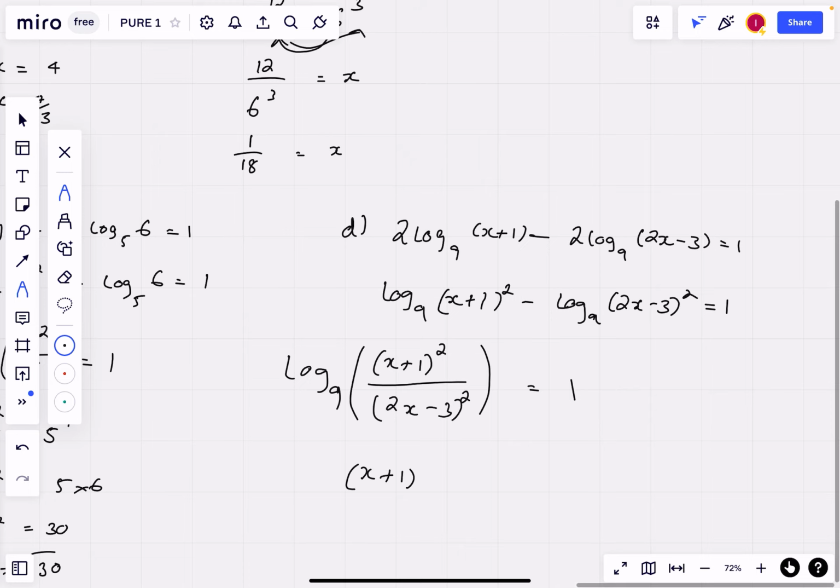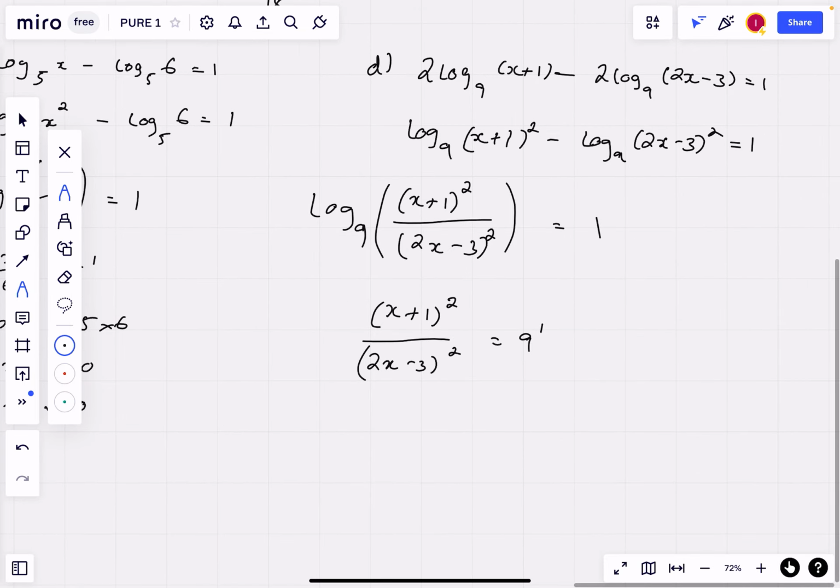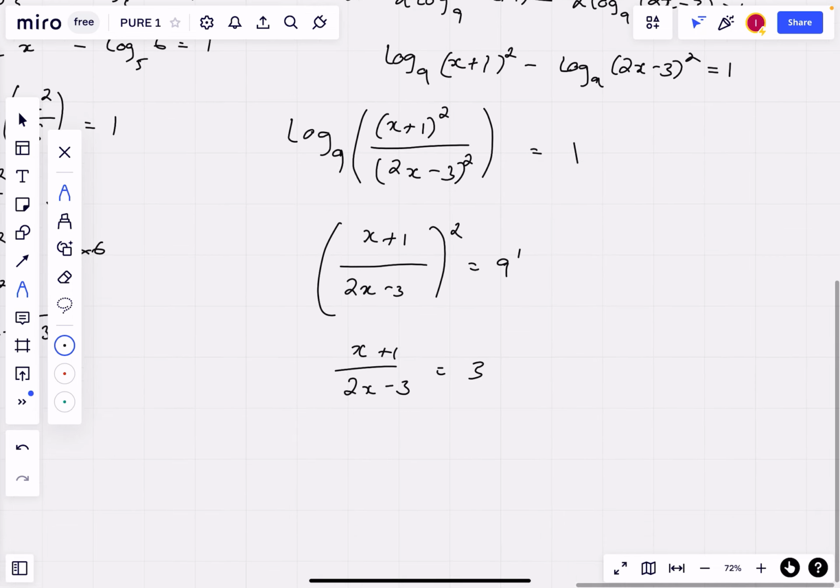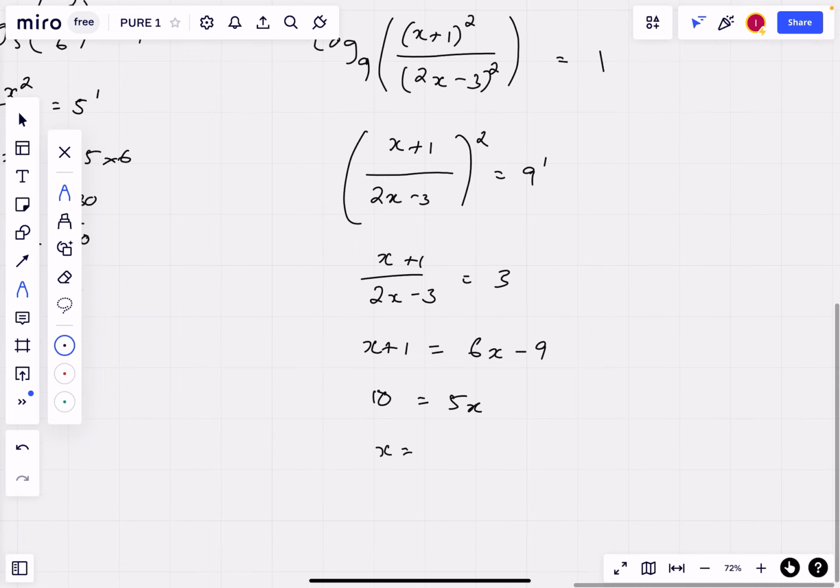x plus 1 all squared over 2x minus 3 all squared equals 9 to the power of 1. Now, if I rewrite this as all of this squared, and then I square root 9, I get 3. Take the 2x minus 3 to the other side, and you get 6x minus 9. Then you end up with 10 equals 5x, so x equals 2. Okay, that's question 4 done.